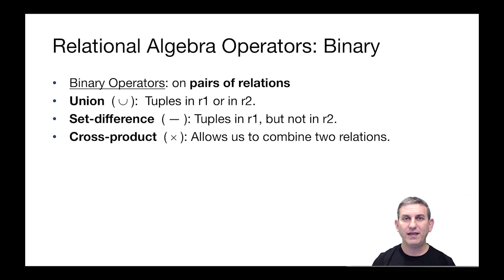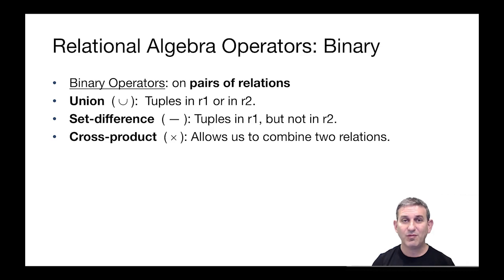And here are the remaining three operators in the relational algebra. These are binary operators that operate on a pair of relations like R1 and R2. So union takes all the tuples in R1 or in R2, which is to say the union of all the tuples, obviously removing duplicates because we have no duplicates in the relational algebra. Set difference takes those tuples in R1 that are not in R2, and then cross product allows us to combine two relations in a way that you're probably familiar with.